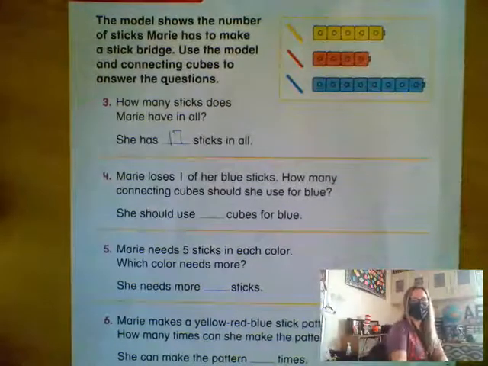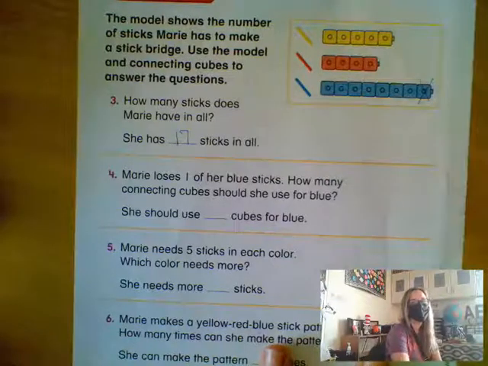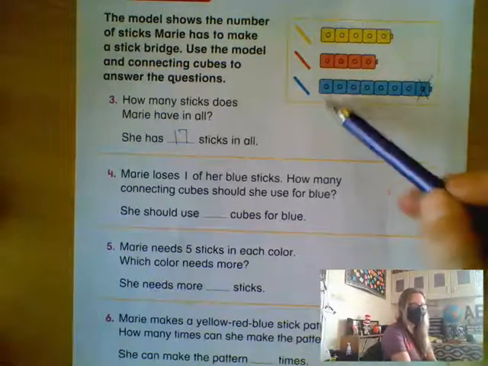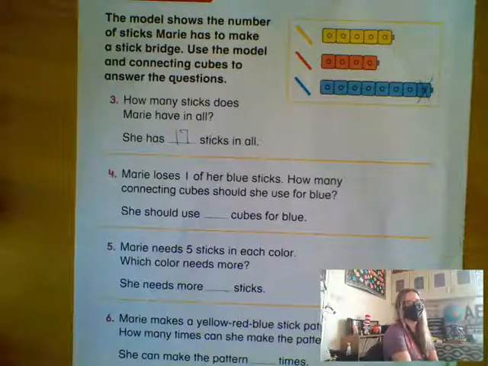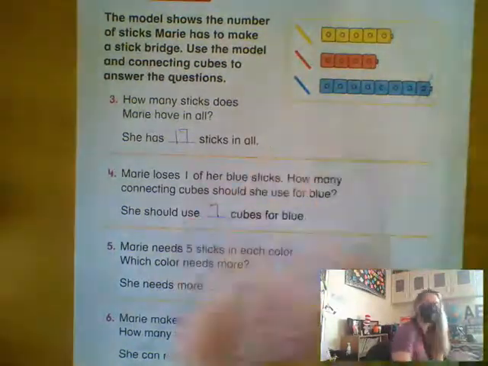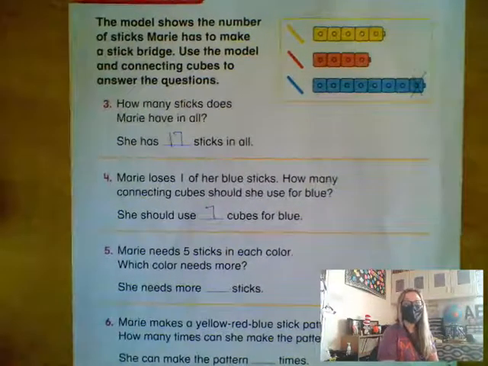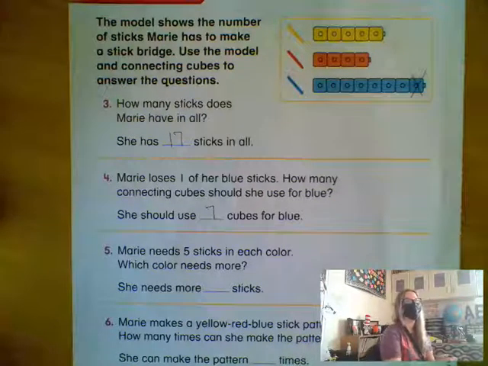Beckett, she loses one of her blue sticks. Now how many blue does she have? 7. Good job, because she had 8, but then she lost one, so now she only has 7. Marie needs 5 sticks in each color. Which color does she need more of?